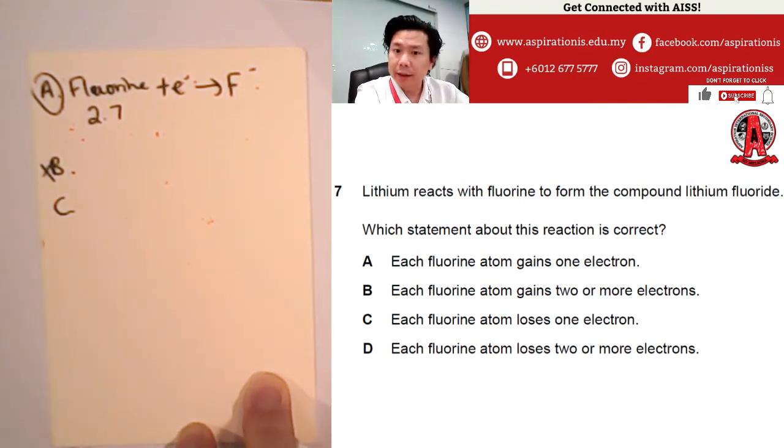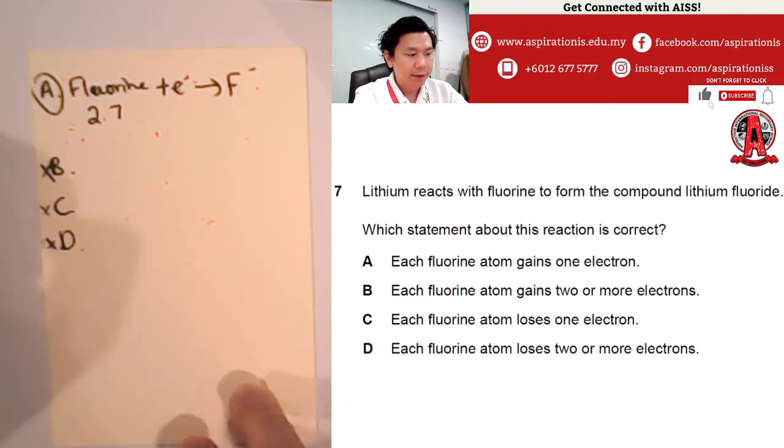C. The fluorine atom loses electrons. No. Metals lose electrons. Non-metals gain electrons. D. Each fluorine atom loses. No. Only metals lose electrons. Non-metals gain electrons. So it is very clear that the answer to this question is A.